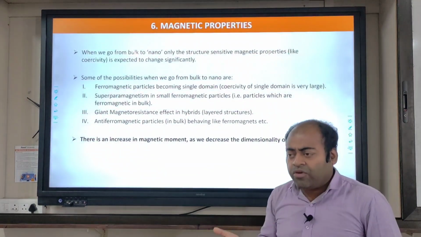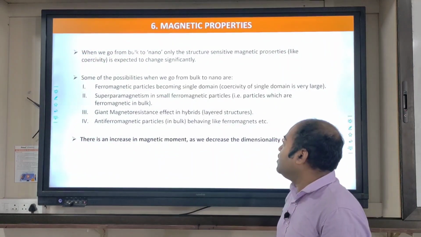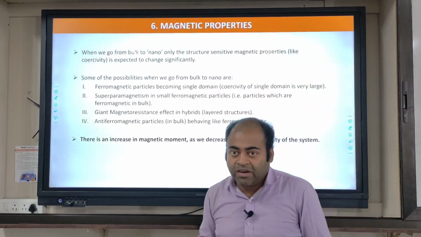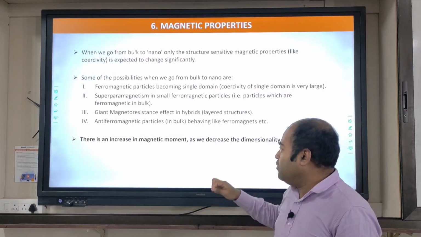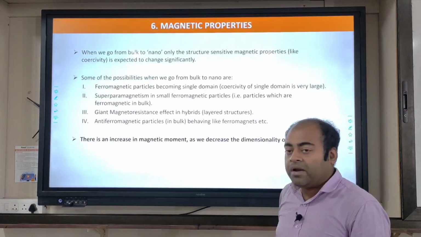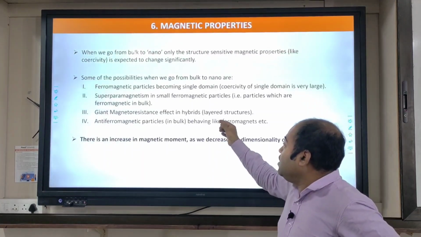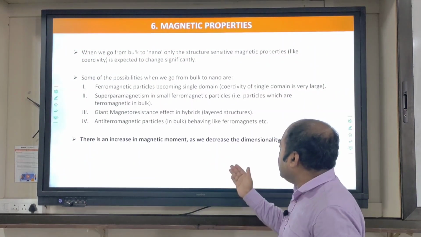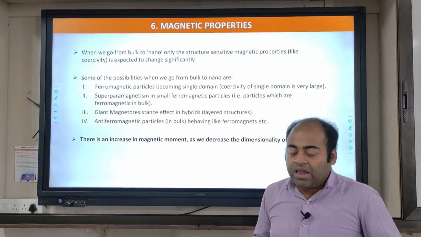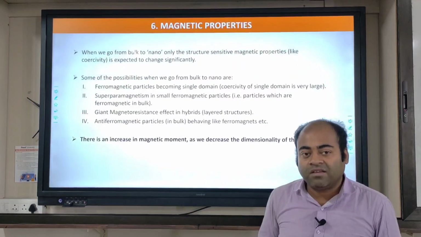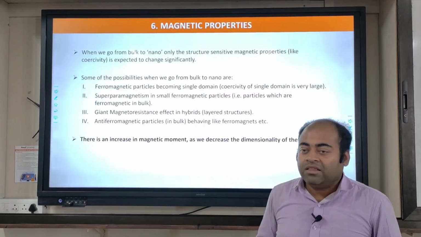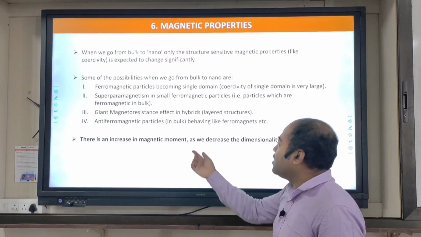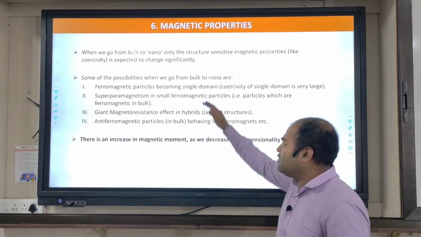There is a lot of theory of superparamagnetism which we can use to explain nanomaterials, but those advanced theories are beyond the scope of this lecture, so I will not explain the physics in depth. But we can say that superparamagnetism is a phenomenon which occurs in small nanomaterials, and the giant magnetoresistance effect occurs. Magnetoresistance is this: when a material is placed in a magnetic field, its electrical resistance changes, and as we decrease the size of the particle, the giant magnetoresistance effect also increases. Then some antiferromagnetic particles behave like ferromagnets. So these are some of the observations.